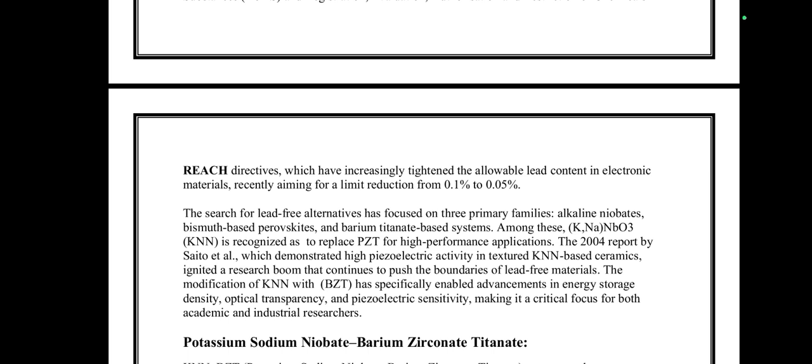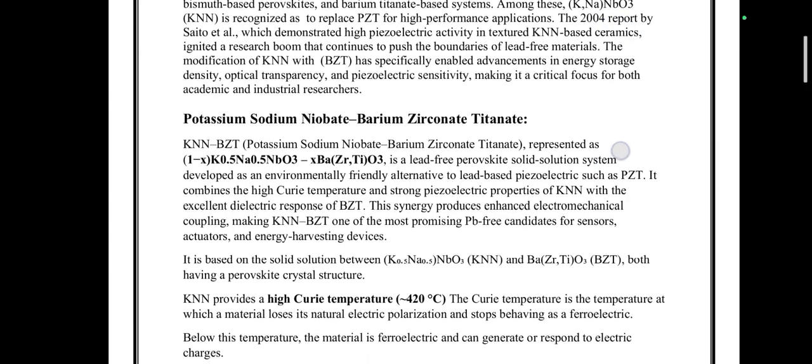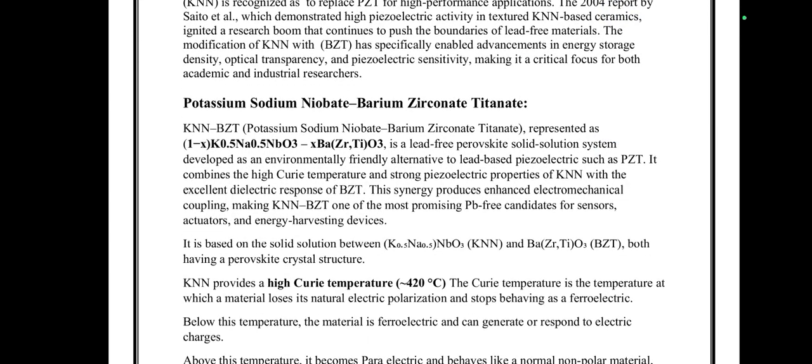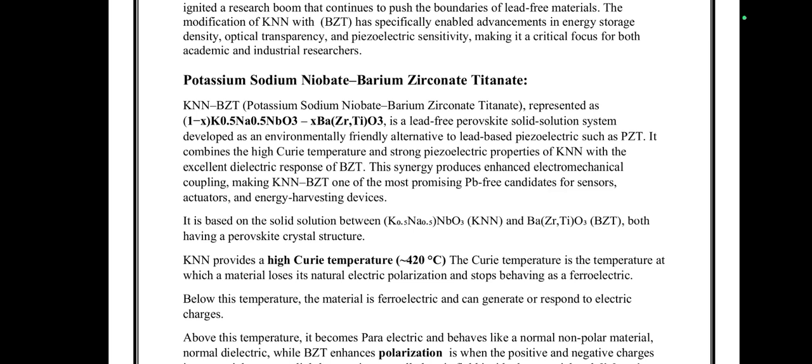The modification of KNN with BZT has specifically enabled advancements in energy storage density, optical transparency, and piezoelectric sensitivity, making it a critical focus for both academic and industrial researchers. If we talk about what is KNN-BZT lead-free material, firstly, potassium sodium niobate, barium zirconate titanate, represented as I have written a formula here.